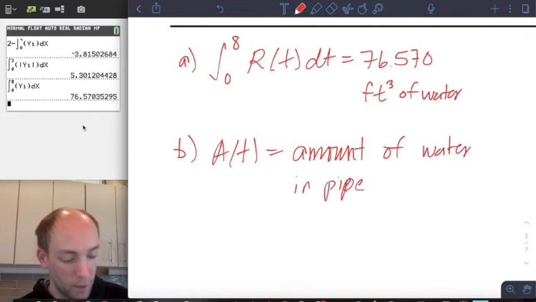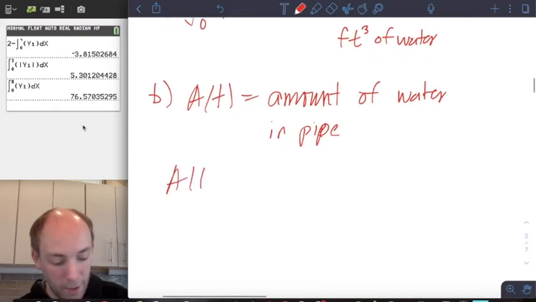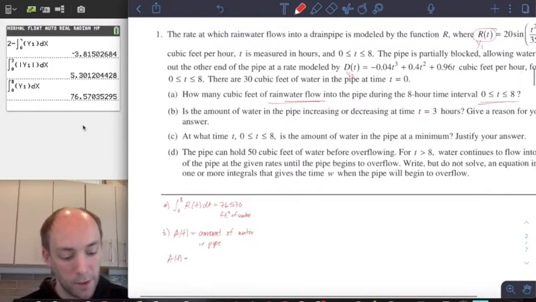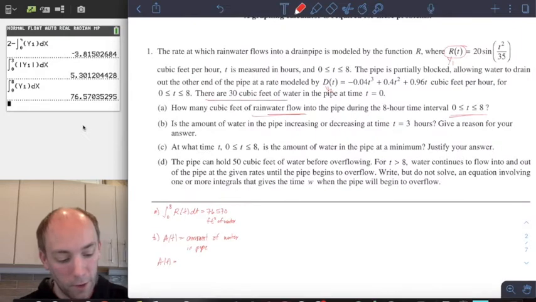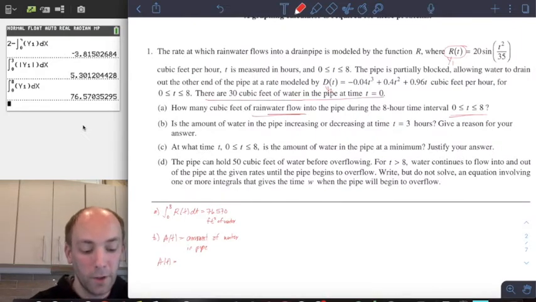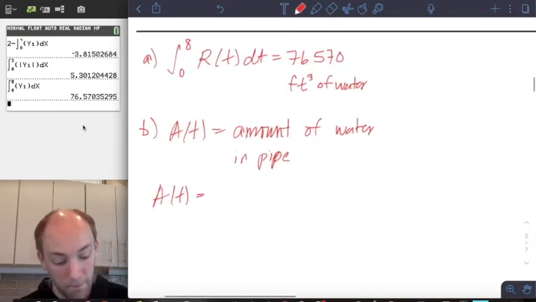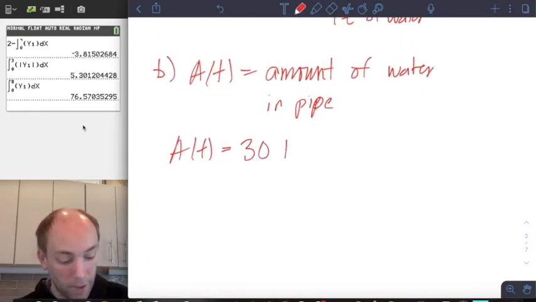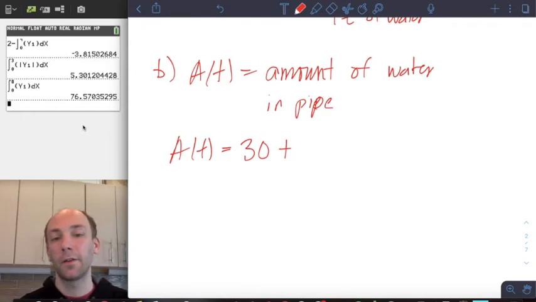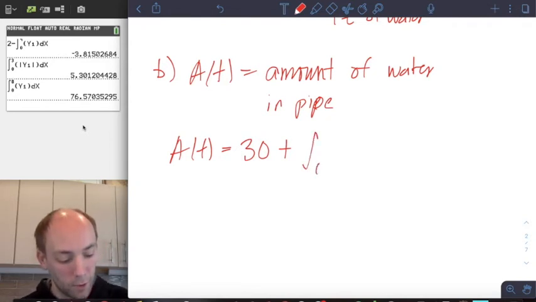So what we'll look at is the initial amount. It says initially there are 30 cubic feet of water in the pipe at t equals 0. So 30. And that's going to change based on how much water has come in and how much water has leaked out. So I'm going to do the integral from 0 to t.